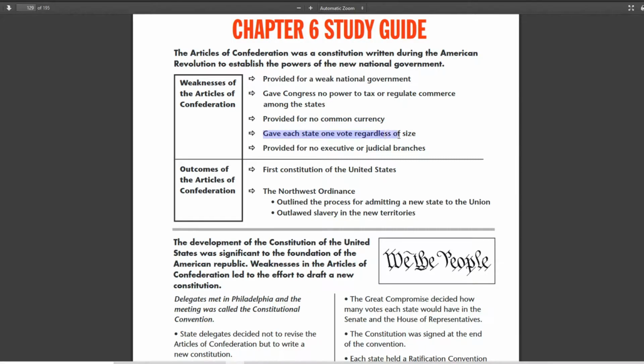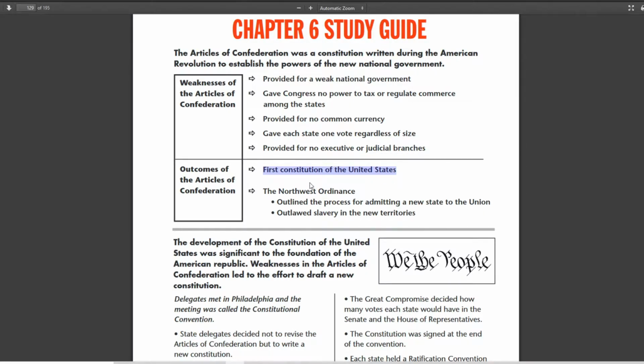and gave each state one vote. So New York would have a vote, Delaware would have a vote, Virginia would have a vote. So the big states were not happy about that because the small states could cancel their vote. And then, of course, there was no executive or judicial branches, nothing to enforce the laws that they passed with the Articles of Confederation. Now, it was the first Constitution of the United States.